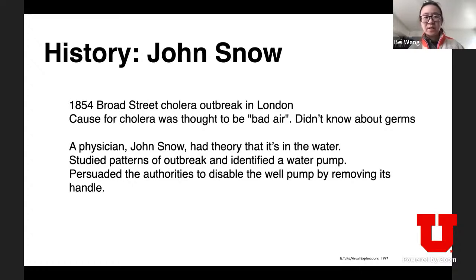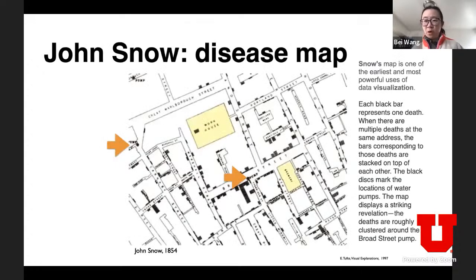So he specifically studied the patterns of the outbreak and identified a specific water pump that was responsible for it. Then he persuaded authorities to disable the pump by removing its handle. So this is arguably the earliest and most powerful use of data visualization. This is a picture created in 1854. It is a map of the streets of London.